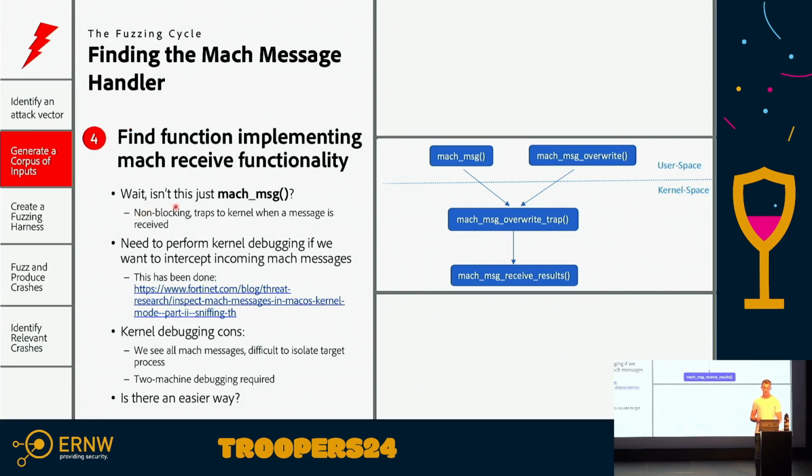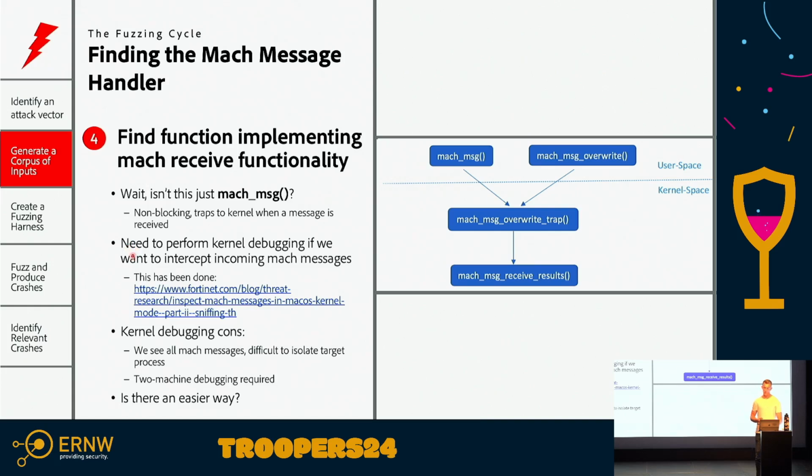You might be asking yourself, isn't this just the mach_msg function? Because I said you use that to send and receive Mach messages. And you are right, but when receiving, that's actually a blocking function. You don't want your process just busy waiting for a Mach message to come in. So there's actually a trap to the kernel that will occur when a Mach message comes in. So you can't just sit there and wait for mach_msg to be called.